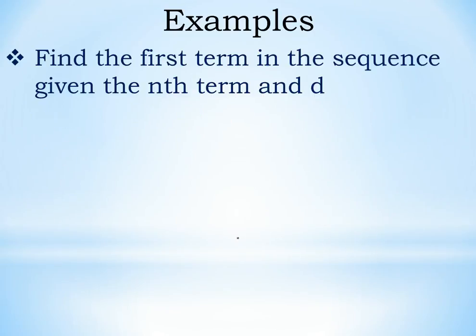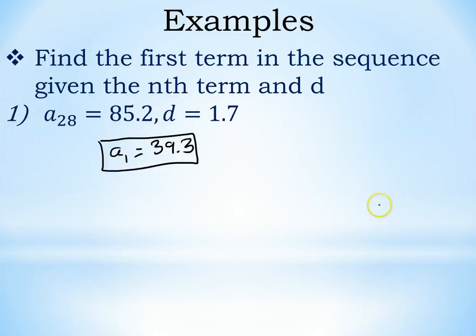Alright, so I want you to go ahead and give this problem a shot on your own. Similar concept, you're given a_28 is 85.2, d is 1.7. Find that first term. So go ahead and work that out. Okay, so for this problem, you should find your first term is going to be 39.3 when you work it out.